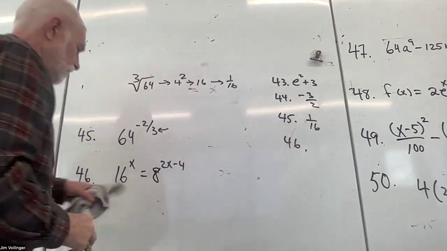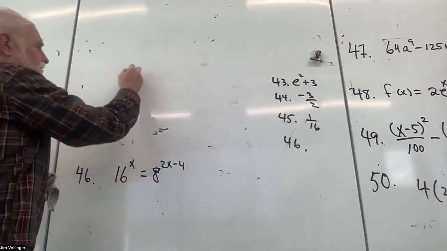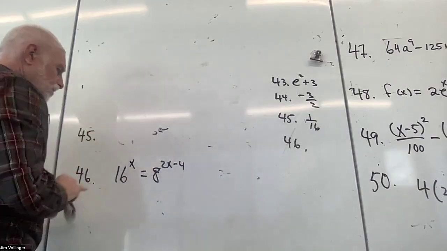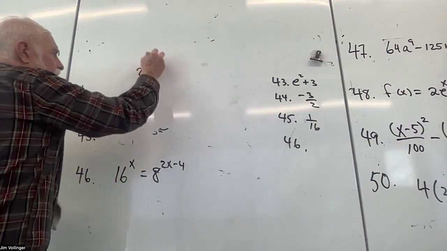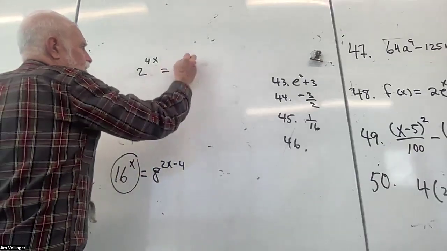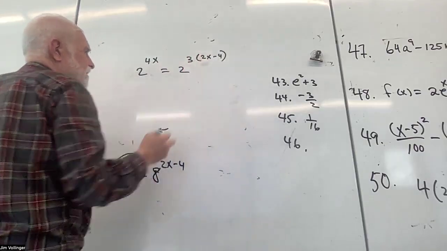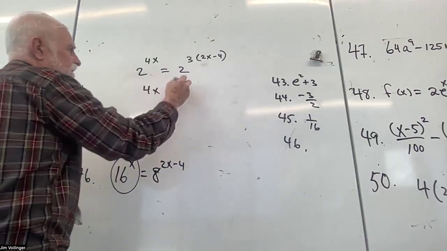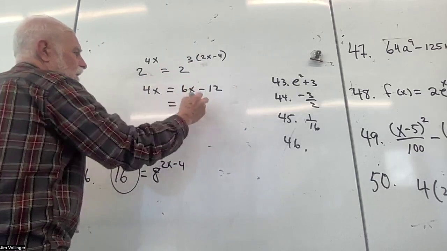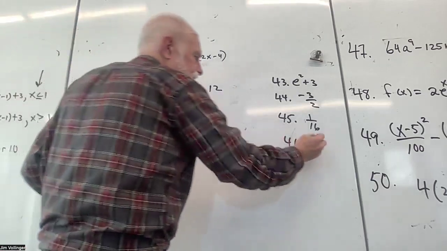46. Same basic topic. 16 is 4 to the 2. Oh, I've got a base 2 problem, sorry. Base 2, 2 to the 4x is 16 to the x. 8 is 2 to the 3 times 2x minus 4. Now we have the bases the same. Therefore, 4x has to equal 6x minus 12. I'll bring the 4x that way, make it 2x. I'll bring the 12 this way. And now I can see x equals 6 as an answer.